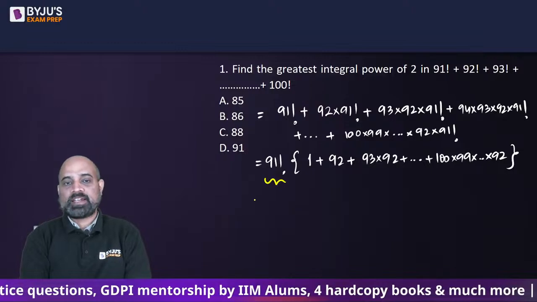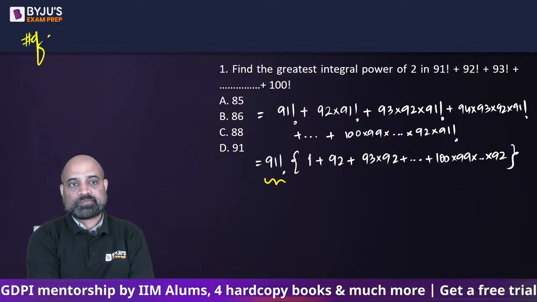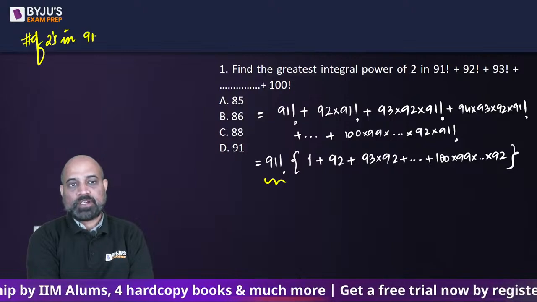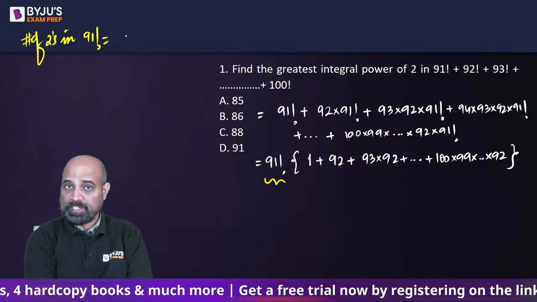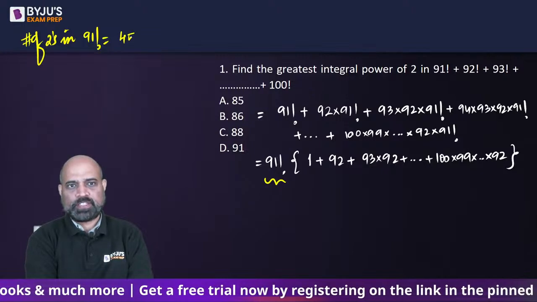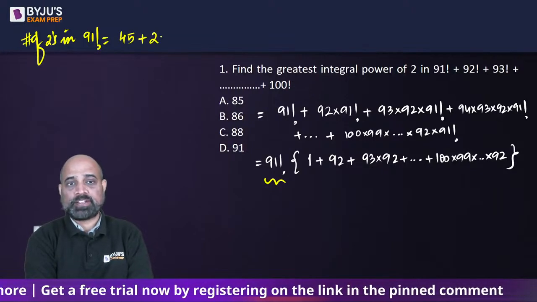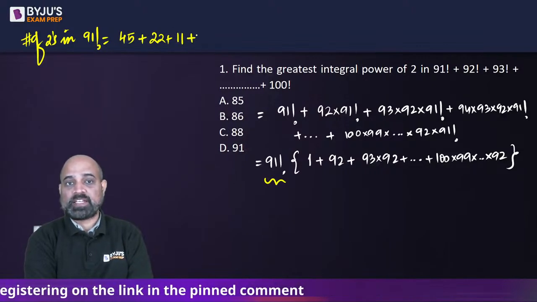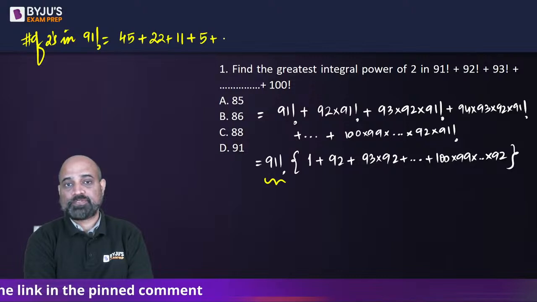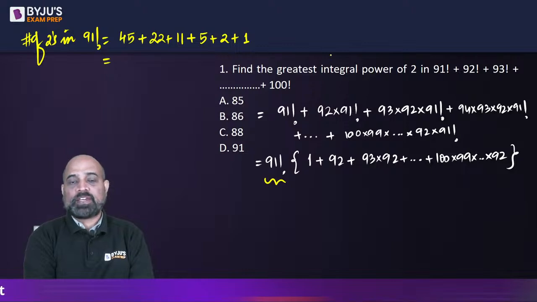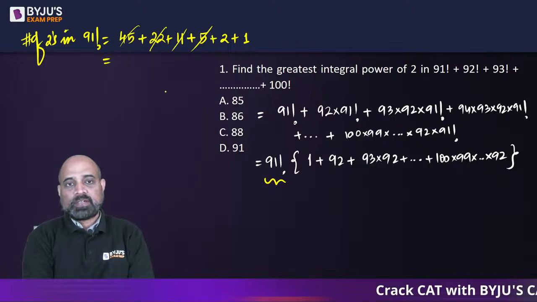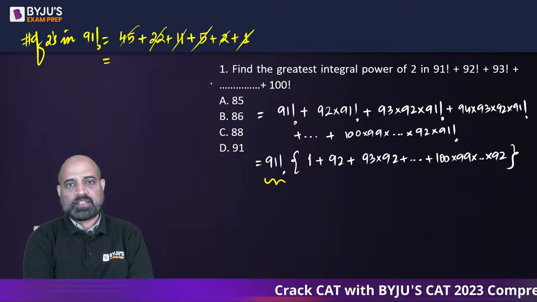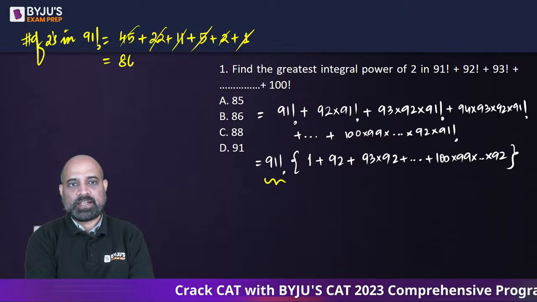So the number of 2's in 91 factorial, how do we calculate it? We take 91 divided by 2, which will give us 45. Then we take 45 divided by 2, we get 22. Then 22 divided by 2 gives us 11. Then 11 divided by 2, we'll get a 5. 5 divided by 2 will give us a 2 and then a 1, right? And then we have to add everything. So this one is going to give us 50, 33 plus 3, 36, 36 plus that is 86.